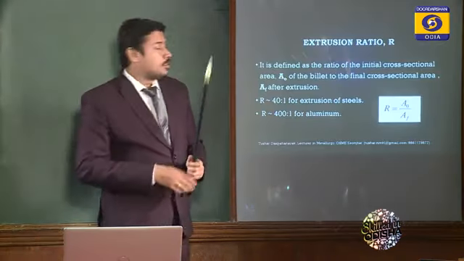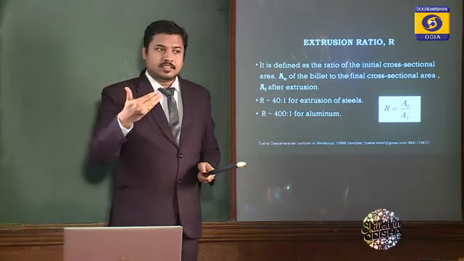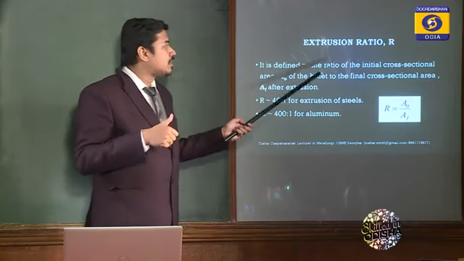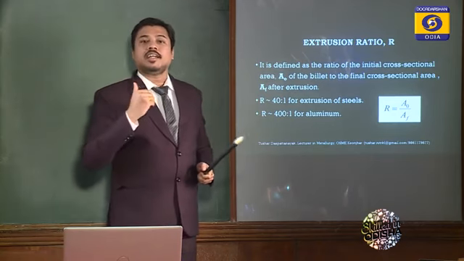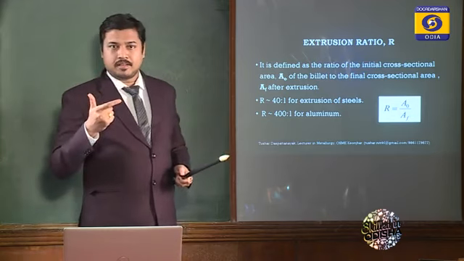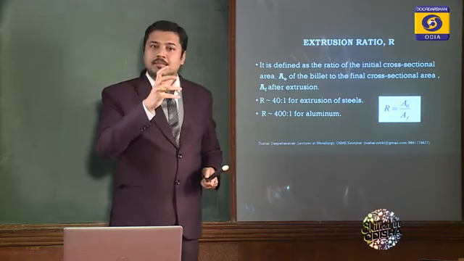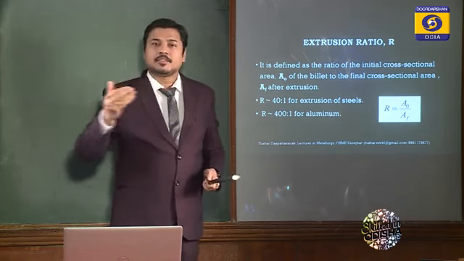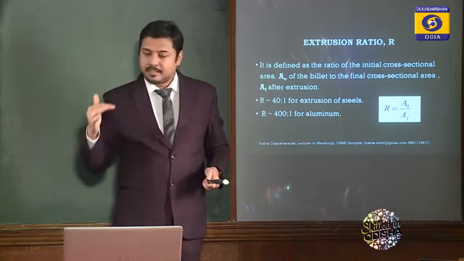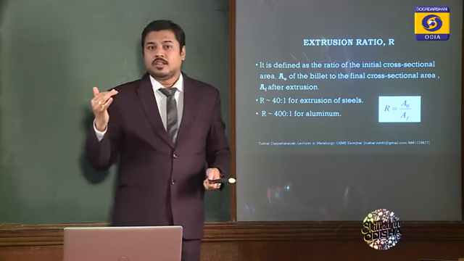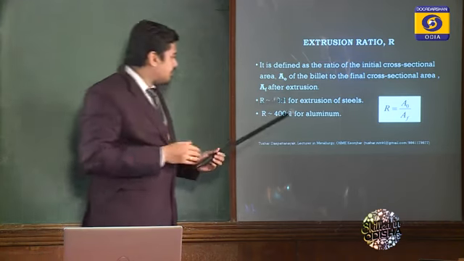Next, we will go for some technical term, that is how extrusion is defined. Extrusion is defined by a technical term called extrusion ratio, which is defined as the ratio of initial cross-sectional area to final cross-sectional area. Suppose initial cross-sectional area is 5 mm or 10 mm and final cross-sectional area is suppose 2 mm. Then what will be the extrusion ratio? That will be 5 divided by 2, that is 2.5.